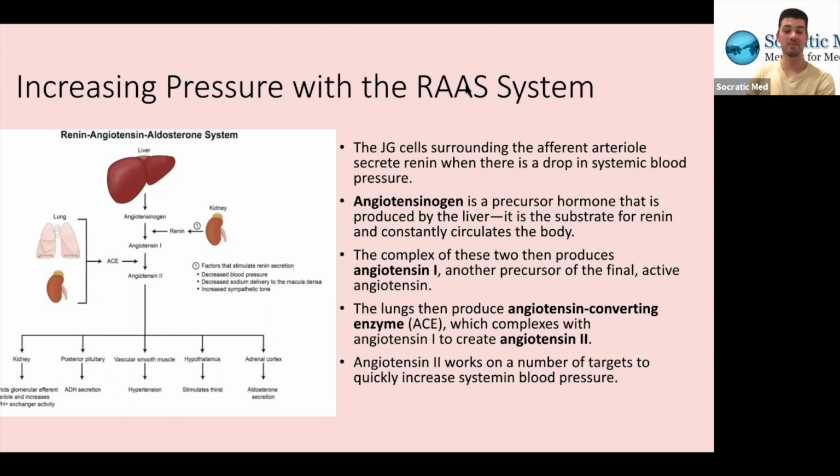The hypothalamus, it stimulates thirst in the hypothalamus, which allows us to intake more water, again, increasing blood volume and increasing hydrostatic pressure. And it works on the adrenal cortex to secrete aldosterone, like we mentioned before, which does the same thing, increases solute uptake and increases water flow back into the body.